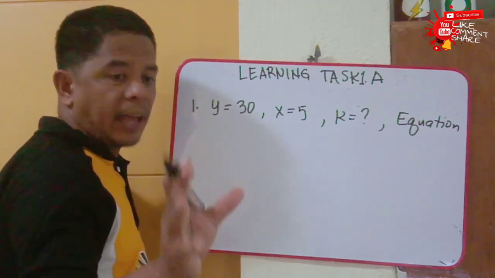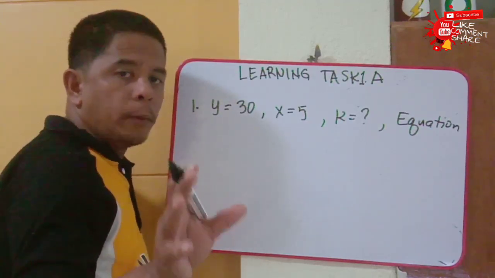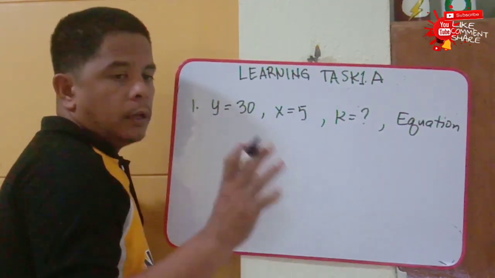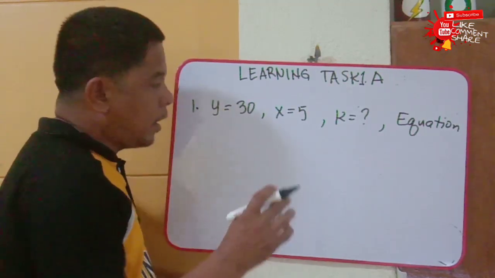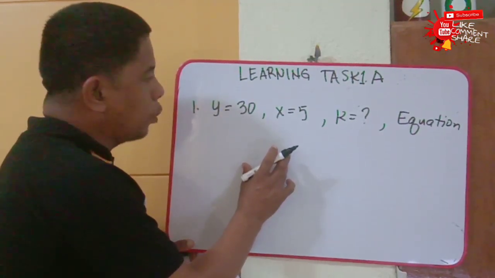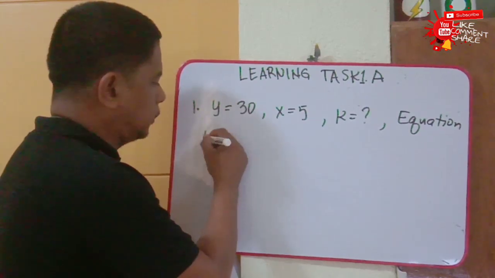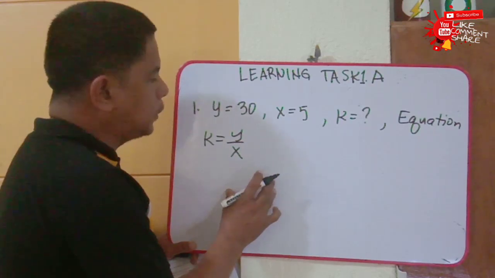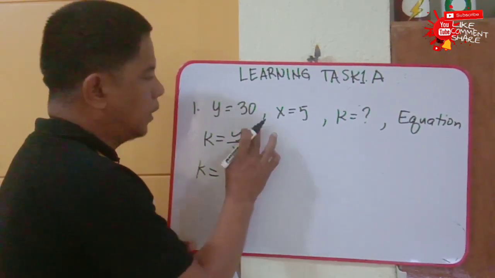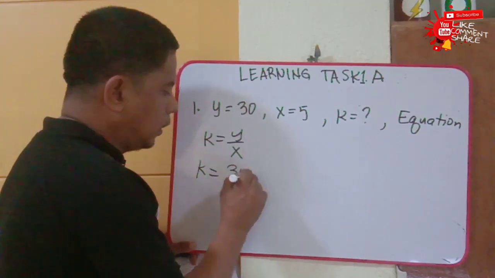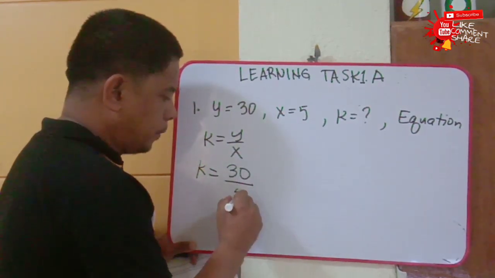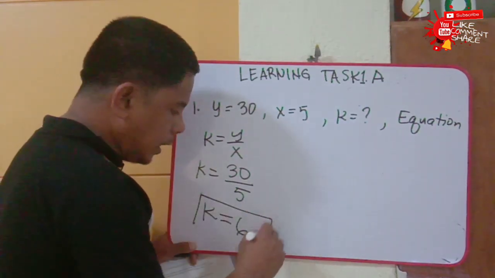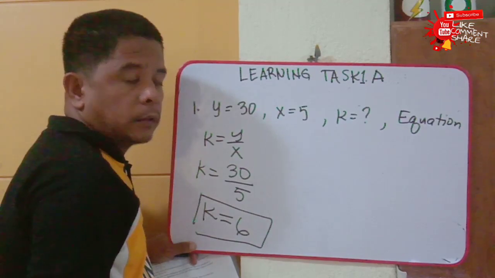So, this is y varies directly as x, or x squared. Dahil ito ay x lang or direct variation, yung formula ng constant natin is y over x. So, substitute based dun sa given. What is y? 30. What is x? 5. So, our constant is equal to 6. Okay, ganyan yung gagawin natin sa learning task 1A.